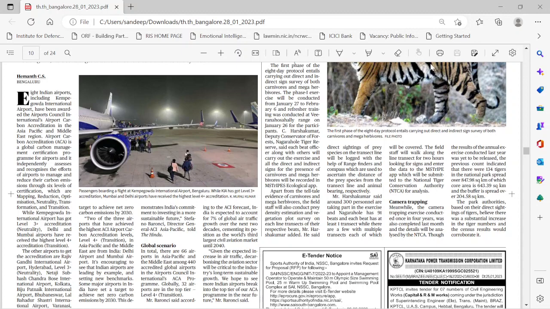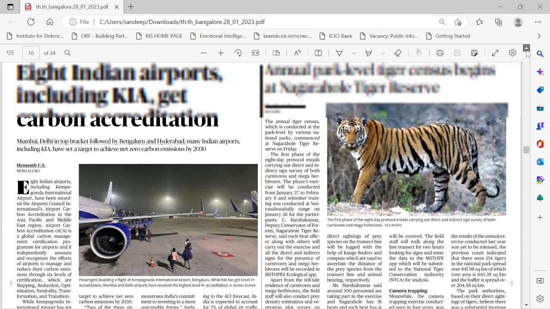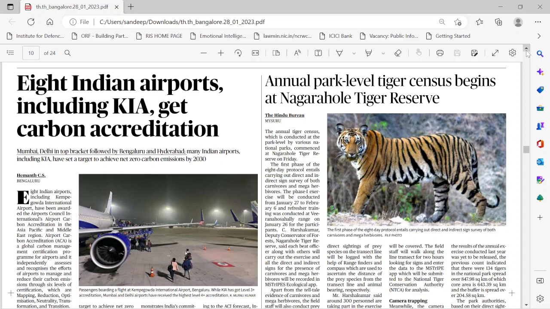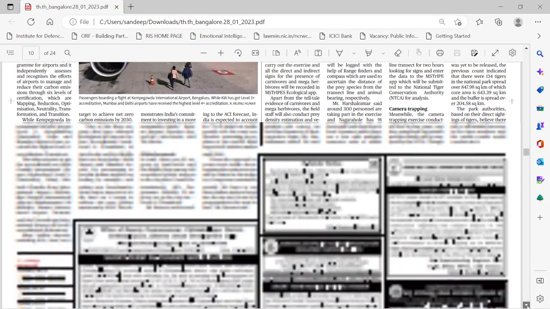That is enough, guys. Next, guys, there is a tiger census going on in Nagarhole Tiger Reserve, guys. This is an annual census.